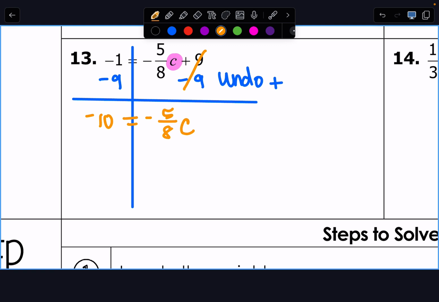How do we get rid of the negative 5/8? Well, how is it tied to C? Okay. So we need to undo our multiplication. But it's a fraction. Do we like dividing by fractions? No, since it's a fraction that we want to divide by, we're going to have to utilize the reciprocal. So we're going to have to multiply by negative 8 over 5.